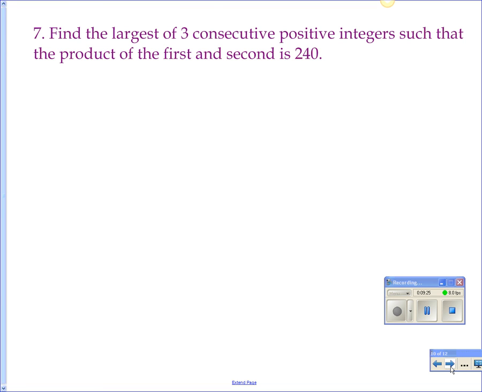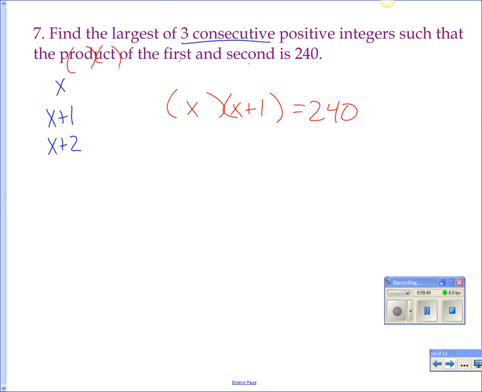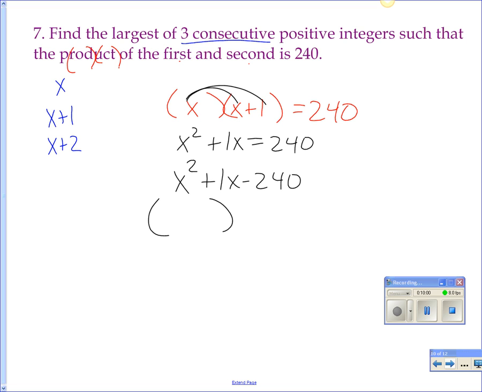All right, find the largest of 3 consecutive positive integers such that the product of the first and second is 240. So we've got 3 consecutive. It doesn't say even or odd. So that's x, x plus 1, and x plus 2. Product means parentheses. We're doing the first and second. So that's x times x plus 1 equals 240. All right, lobster claw. And you've got to move the 240 over. It becomes negative. All right, and let's see how that factors.